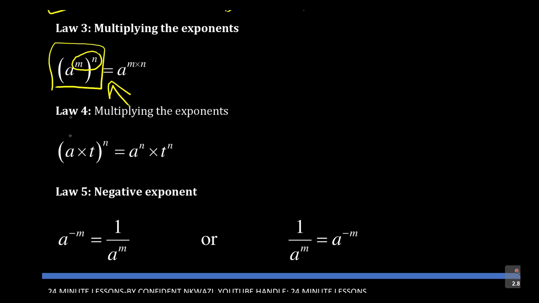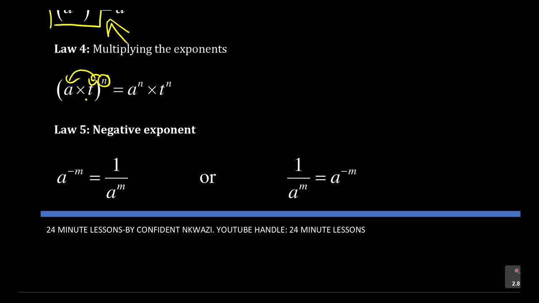The second one, they can be not. It's now a times b, meaning the n will affect each one of them. That's why it's a^n b^n. Right. Then this rule, you see, it says if I see a negative there and I want to get rid of that negative, I must say 1 over a to the power of m. That's how the negative goes away.